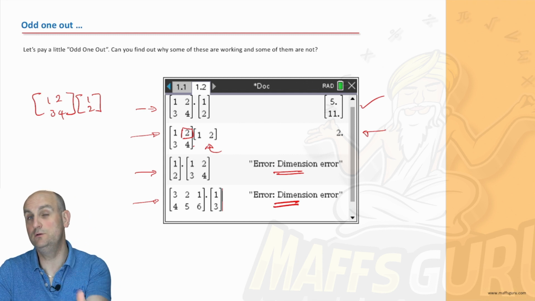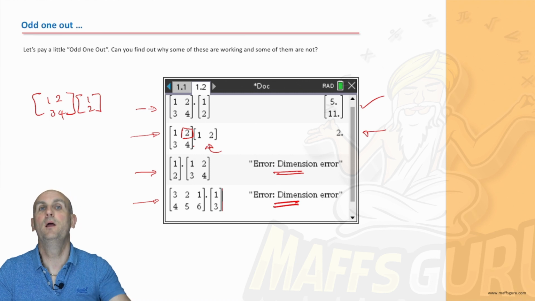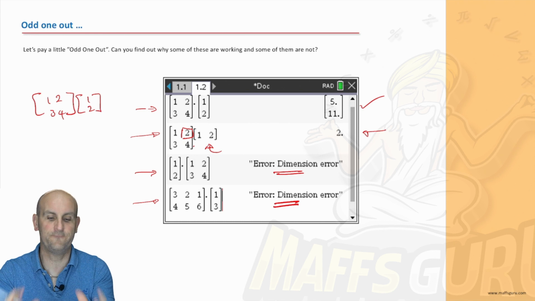So here's a huge learning for me, to be honest with you. The Casio ClassPad, I don't think it does that, but the TI Inspire does. If you don't put a times sign in there, you're going to get some really freaky answers.